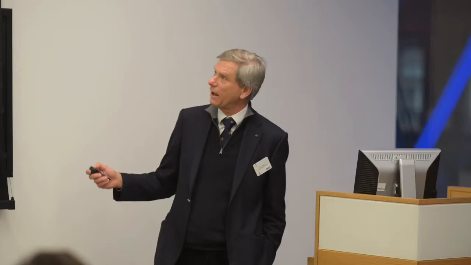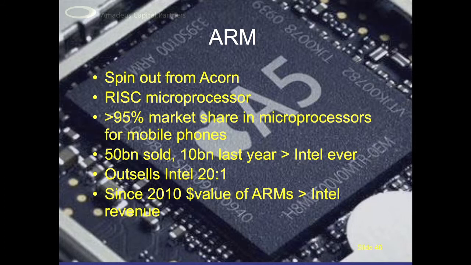We now have a market share of over 95% in mobile phones. Intel has about an 80% market share in PCs. We've now sold cumulatively, actually it's gone up to 60 billion. So on average, there are about nine processors per person on Earth. So you might ask yourself, well, where are my nine? And the answer is they're in your pocket.